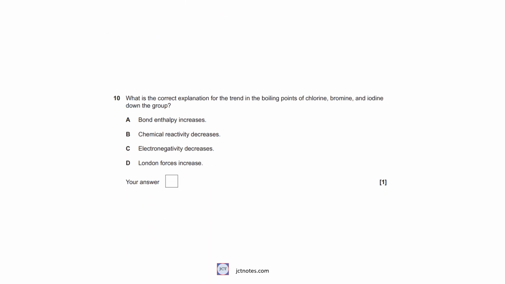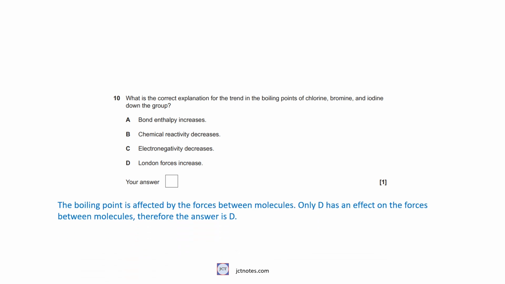In question 10, we are asked about the correct explanation for the trend in the boiling points of chlorine, bromine, and iodine down the group. The boiling point is affected by the forces between molecules. Only D has an effect on the forces between molecules, therefore the answer is D.